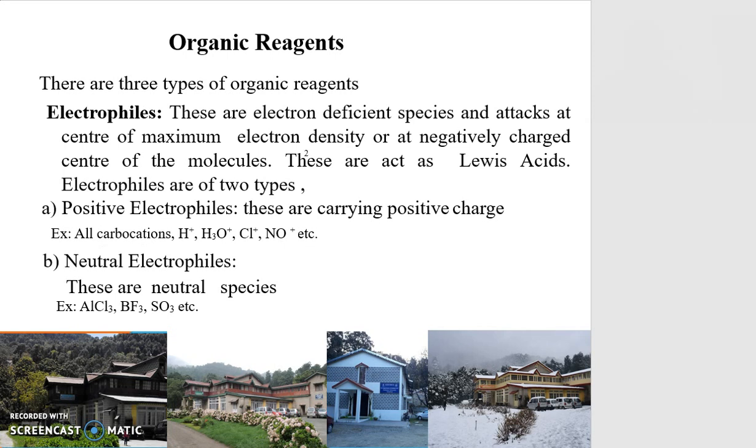So, organic reagents. There are three types of organic reagents. Electrophiles: these are electron deficient species and attack the center of maximum electron density, or the negatively charged center of the molecule, and they act as Lewis acids. Electrophiles are of two types: positive electrophiles, which carry a positive charge, like H plus, Cl plus, NO plus, and neutral electrophiles, which are neutral species like AlCl3 and BF3.